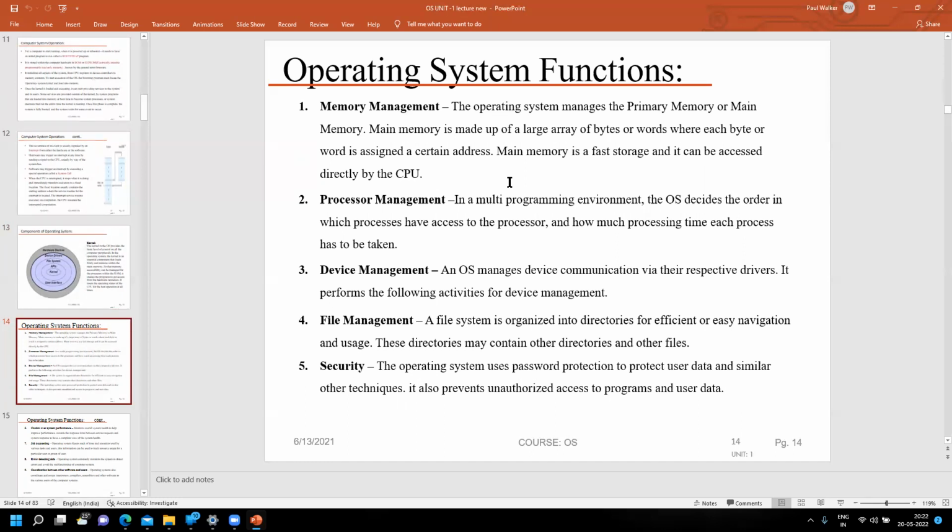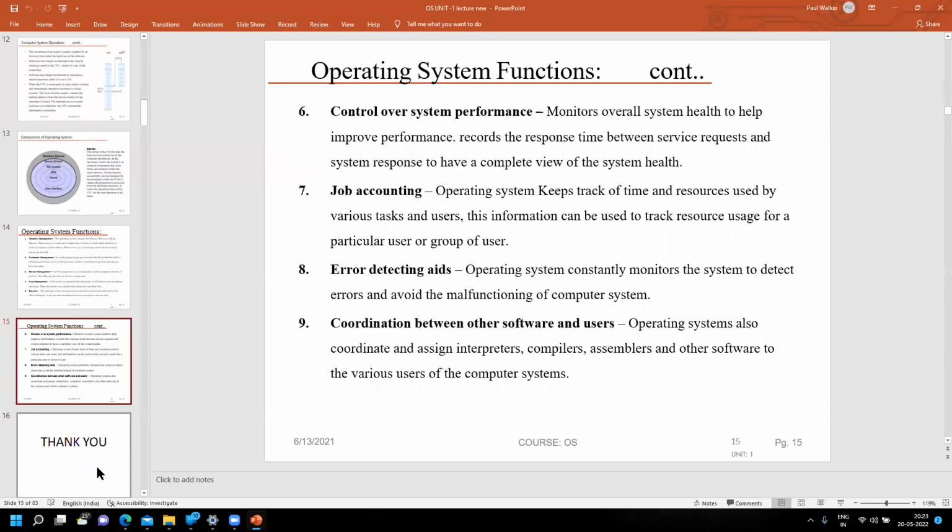File system management. The file system is organized into directories, and it is easy to navigate and use. These directories may contain other directories, and files can easily be stored in file management. Security feature. The operating system uses password protection to protect user data from unauthorized third-party access. A file can be protected with the help of a username and a password.